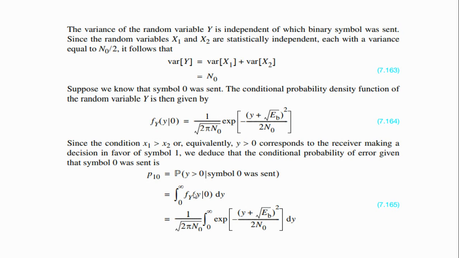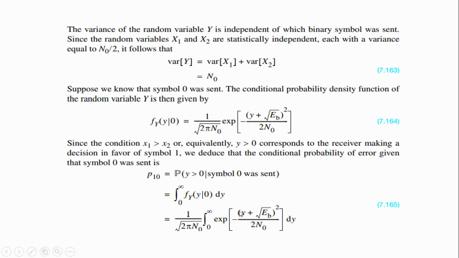Now the conditional probability of error P10 is equal to P(y > 0) when the symbol 0 was transmitted. That is the integral from 0 to infinity of f_Y(y|0) dy. Here we substitute this function into this expression. At that time we will get 1/√(2πN0) times the integral from 0 to infinity of exp(−(y + √Eb)² / (2N0)) dy.